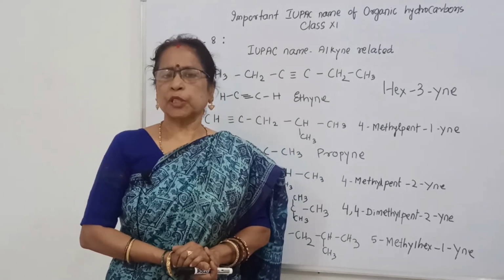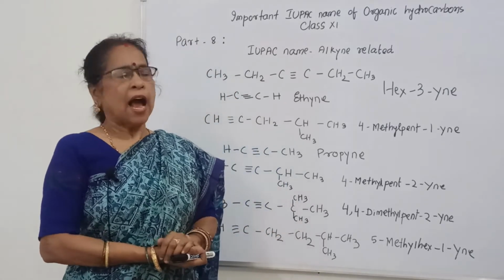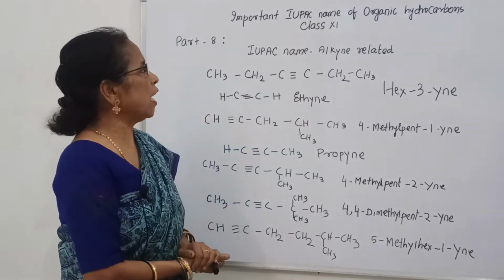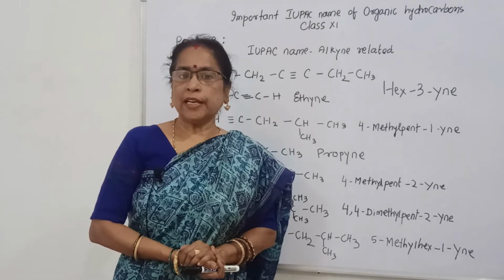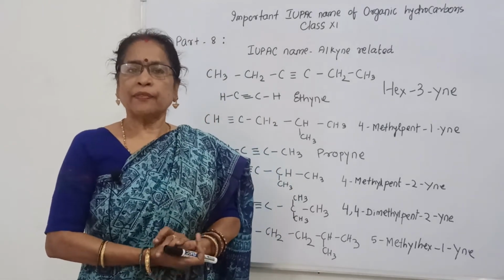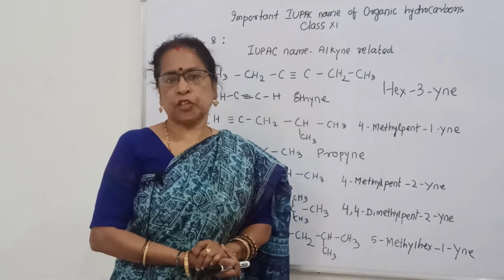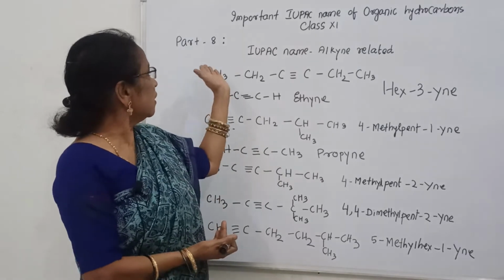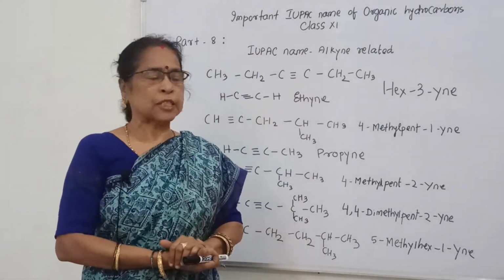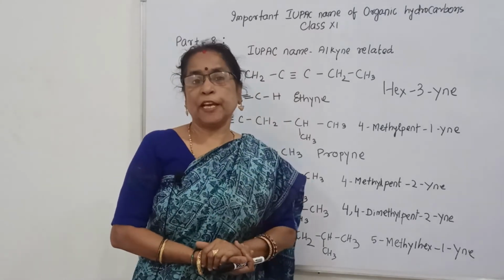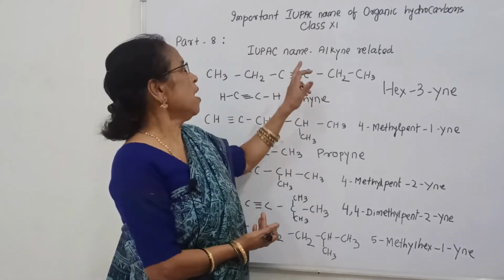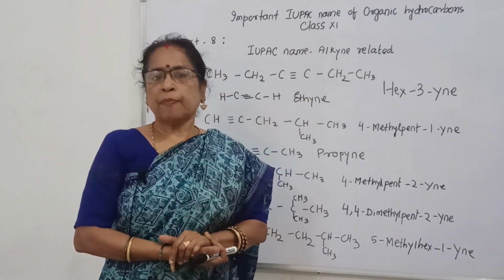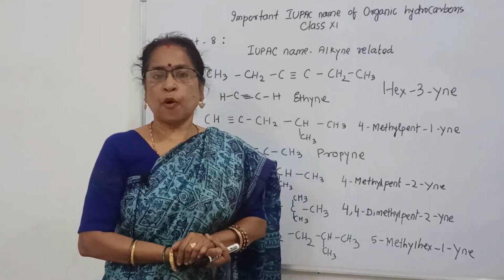Now I want to welcome the students of class 11 science, and especially the topic is important IUPAC names of organic hydrocarbons, that is class 11. Already I have explained the different types of rules for nomenclature in previous videos. You can refer to my previous videos. Now here, in part 8, I want to explain important IUPAC names, alkyne related. These are very important IUPAC names from the point of view of different board examinations.